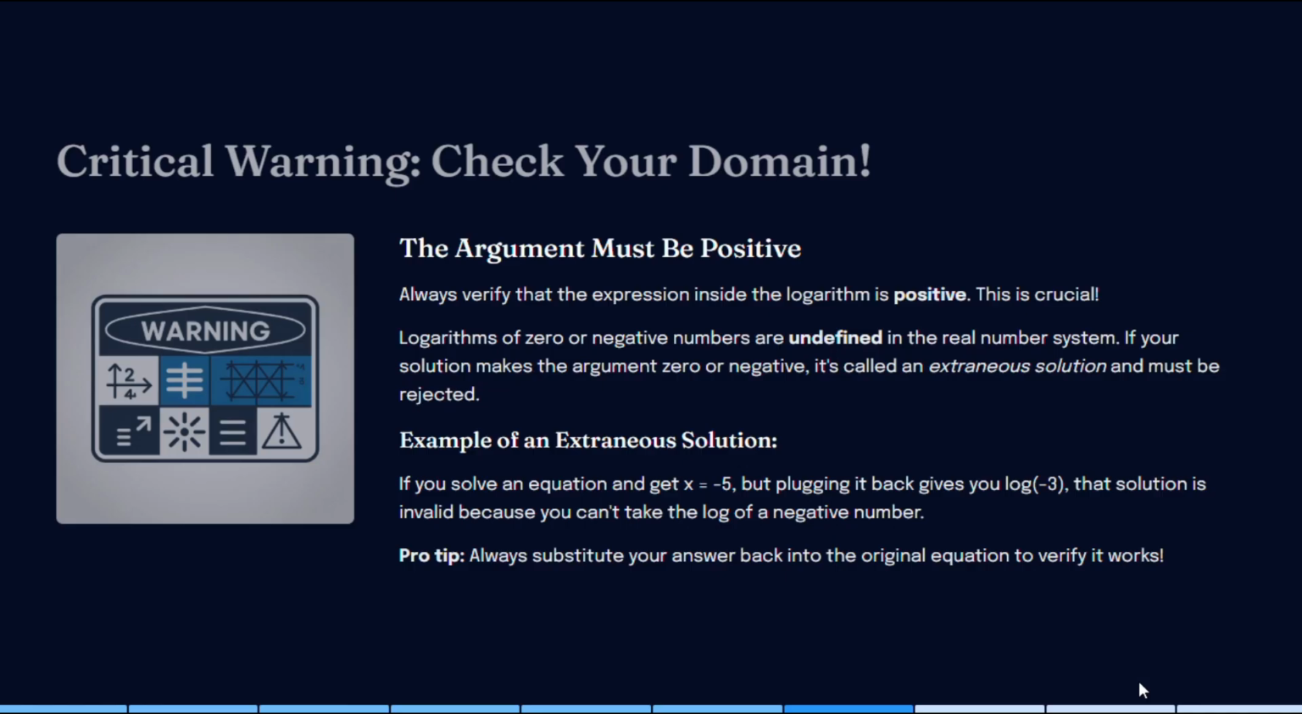For instance, if you solve an equation and get x equals -5, but plugging it back gives you log of -3, that solution is invalid because you can't take the log of a negative number. So always substitute your answer back into the original equation to verify that it works.